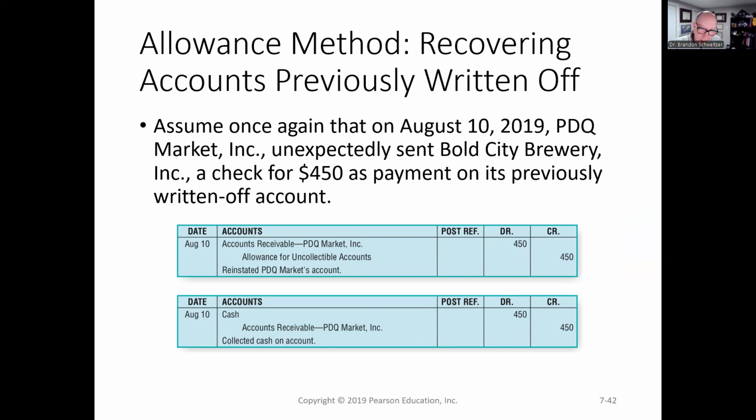So we debit the account receivable, credit the allowance for doubtful accounts. What this does is it reinstates the account receivable and reduces the allowance for doubtful accounts. And then we debit cash and credit the account receivable, representing the cash that we're actually receiving.